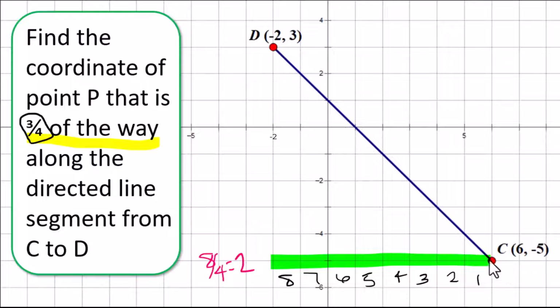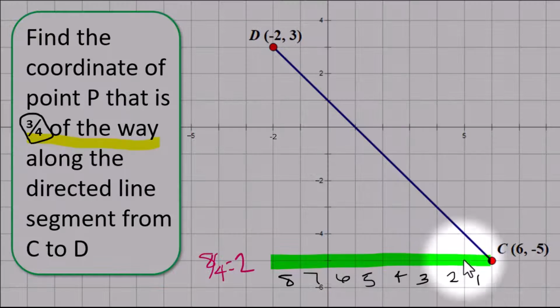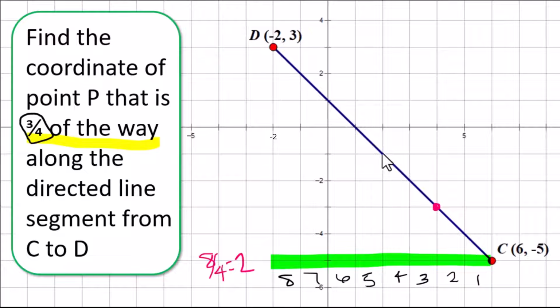I'm supposed to start at C and go up to D. So we're going to go over 2 and then go up to the line and put a point there. Over 2 and up to the line and put a point there. Over 2, up to the line and put a point there. And we have now created 4 segments. You don't count the points, you count the segments. Segment 1, segment 2, segment 3, and segment 4.